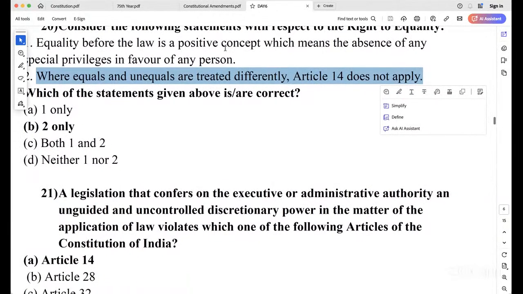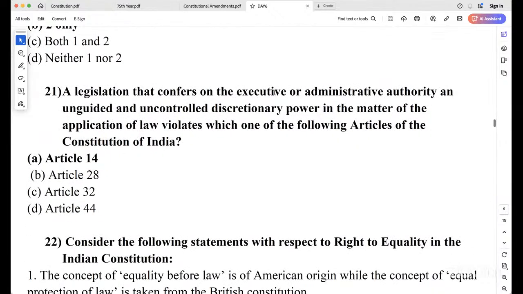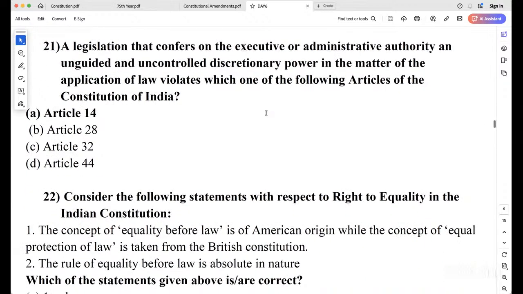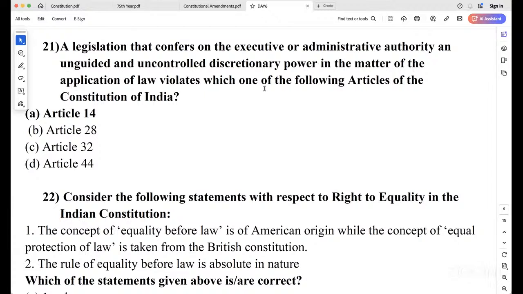Next, a legislation that confers on the executive or administrative authority an unguided and uncontrolled discretionary power in the matter of the application of law violates which one of the following articles of the Constitution of India? See, if a law has been created which provides uncontrolled or unguided authority, meaning all kinds of power is being given to one person, then what is it contravening? They are asking what it is against. Right to equality, isn't it? That is Article 14. Everyone should be equal in the eyes of law, but here we are ensuring that one person is getting more power than any other person. Clear?